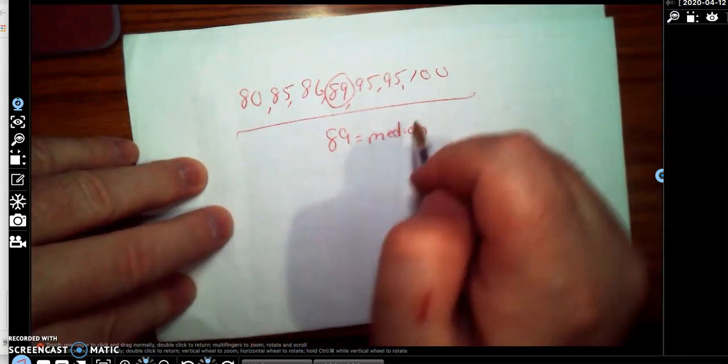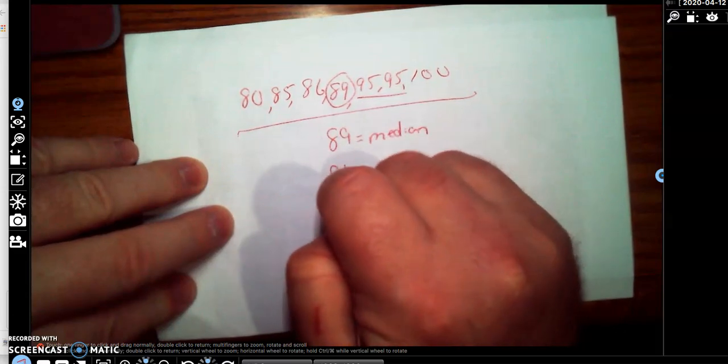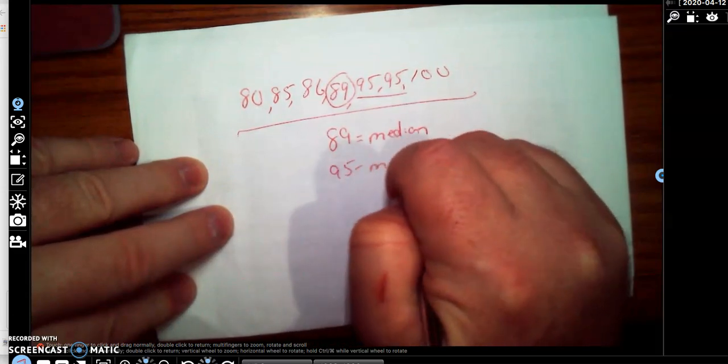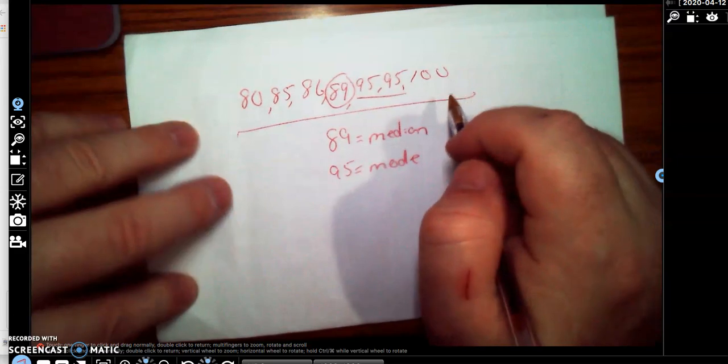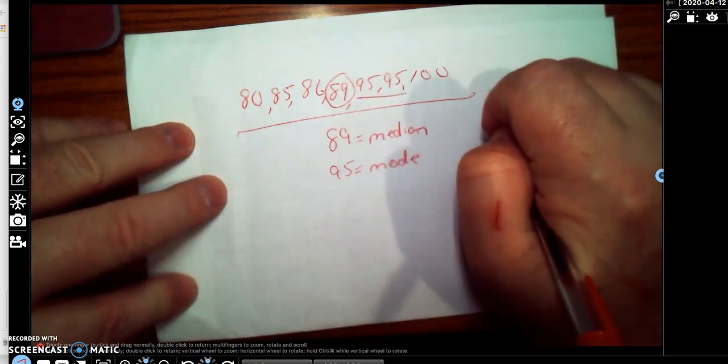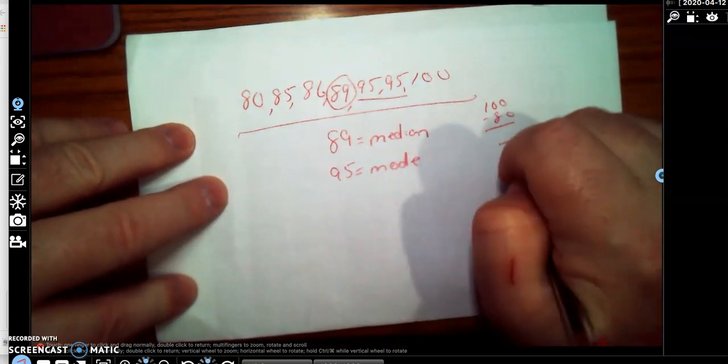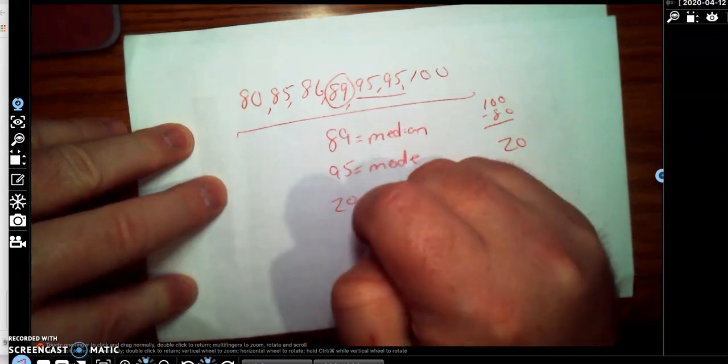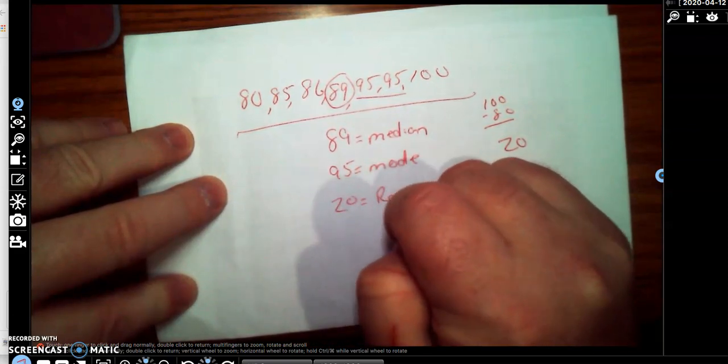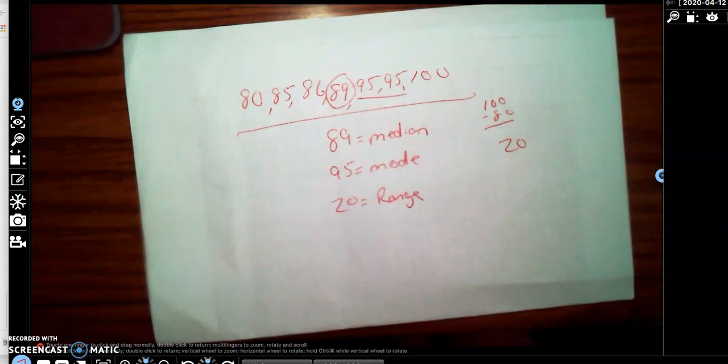Find the mode, the number that shows up the most. 95 shows up the most. That would be our mode. And our range, 100 minus 80 would equal 20. So our 20 would be our range. That's it for that one.